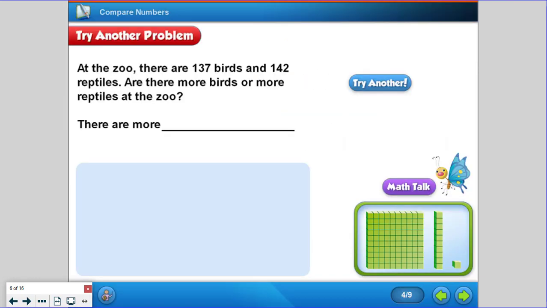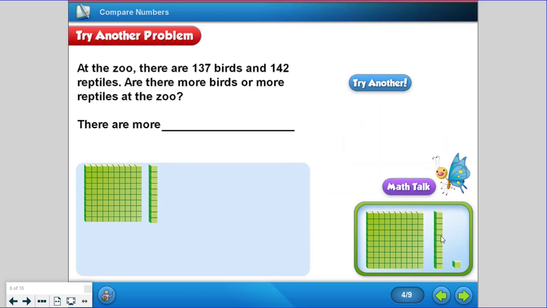So let's see. Whoops, wrong way. There we go. Let me make sure these numbers match. 137, 142. Yes, they do. Okay, so here we go. Here's the same problem you have at the top, number 1. At the zoo, there are 137 birds and 142 reptiles. Are there more birds or more reptiles at the zoo? So first things first, we need to make models. 137.